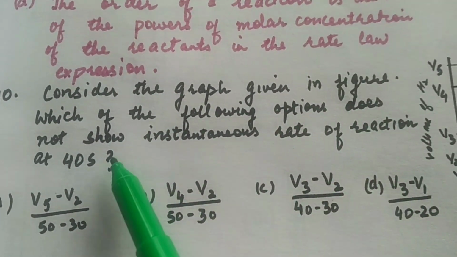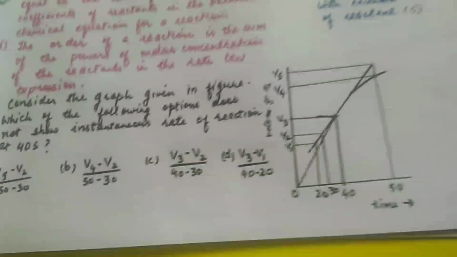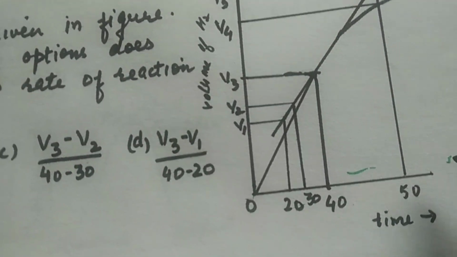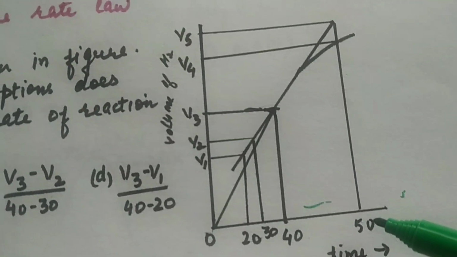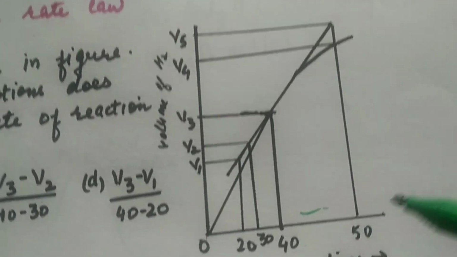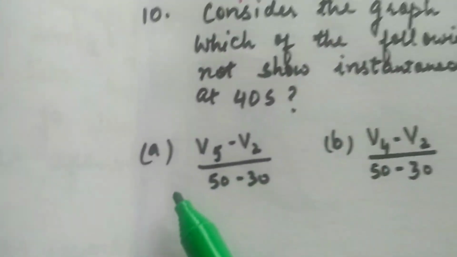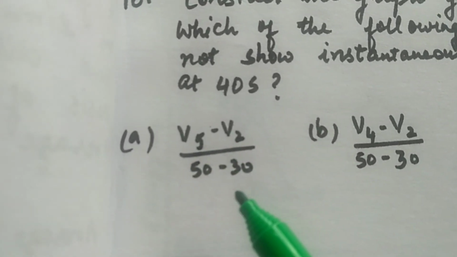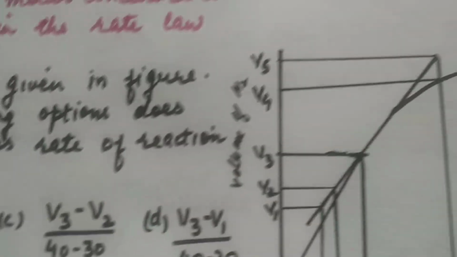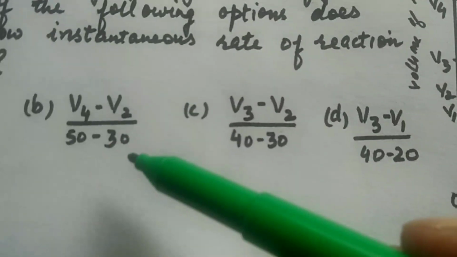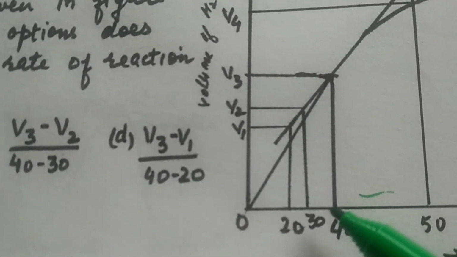Which of the following options does not show the instantaneous rate of reaction at 40 seconds? V5 minus V2 upon 50 minus 30. So at 50 we have V5, at 30 we have V2. So V5 minus V2 upon 50 minus 30, this is the correct option. At 50 we have V5 and at 30 we have V2. So it should be V5 minus V2.